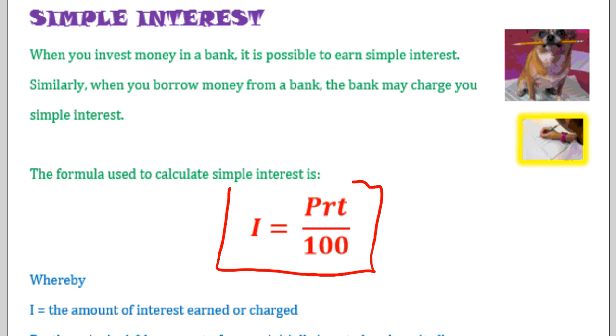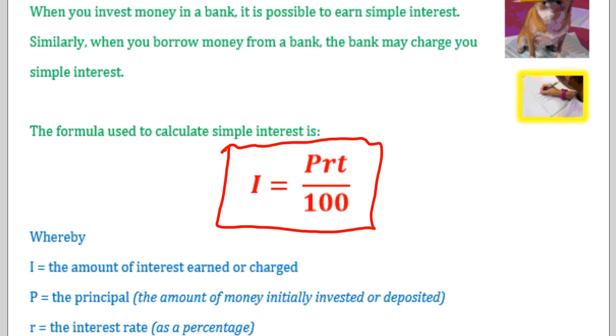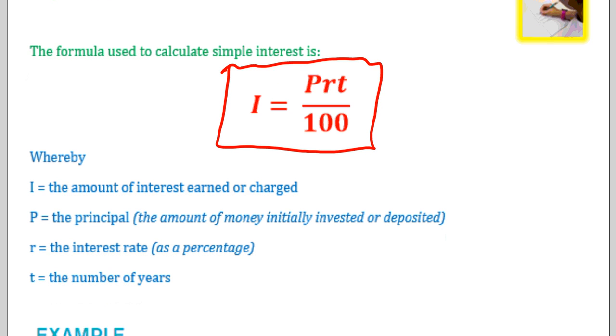So it's important, we might want to highlight it. So what are these things all about? It's like an algebraic equation, isn't it? So I is the amount of interest earned. If you invest in a bank, then you earn interest. It's like an extra reward you get for giving the bank your money to look after. They pay a little bit of extra money to you as a reward for doing that.